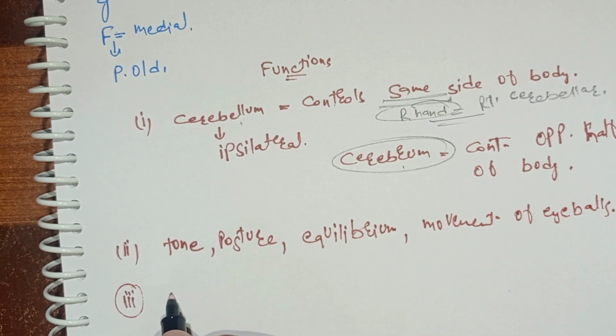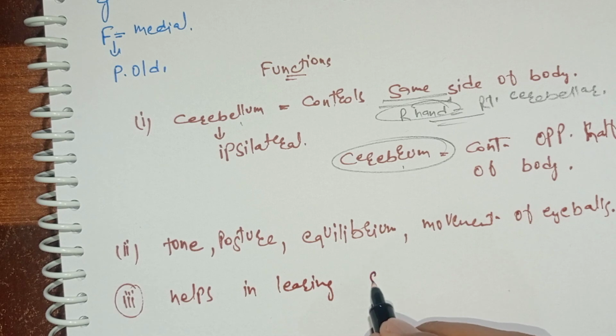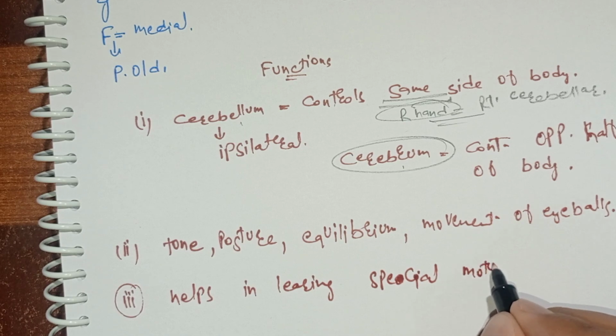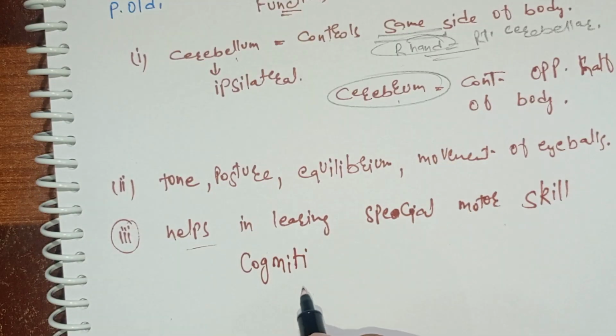Number third, cerebellum helps in learning spatial motor skills, like driving, playing the guitar, etc. The cerebellum also plays a role in cognition.